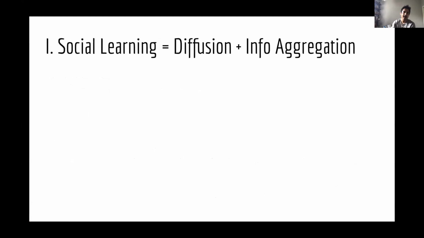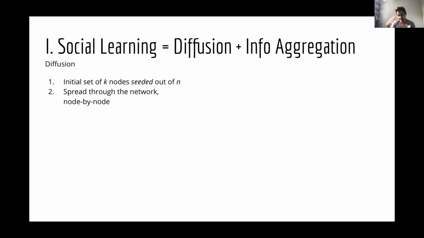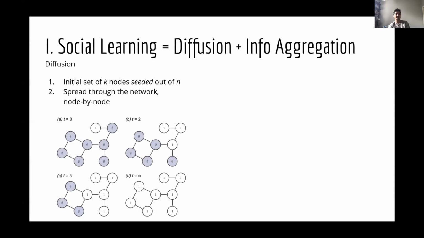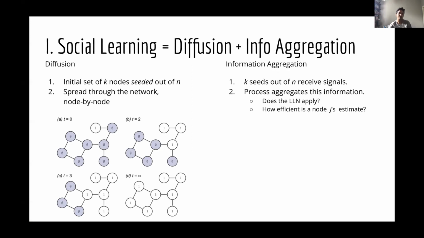Social learning. I like to break this into two pieces because they're distinct conceptually: diffusion and information aggregation. Diffusion is what everybody obviously intuitively knows. There are k nodes out of n that are seeded, and things spread through the graph node by node. So here you have one node that's seeded, and over time, as t goes to infinity, everybody gets informed or infected or whatever. Cool.